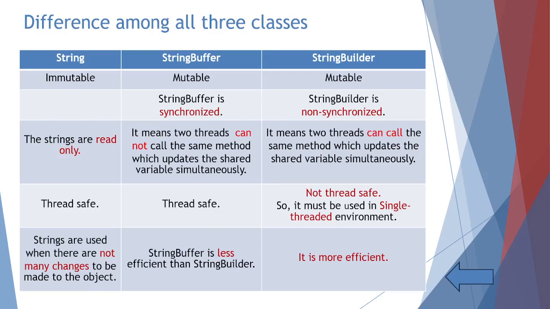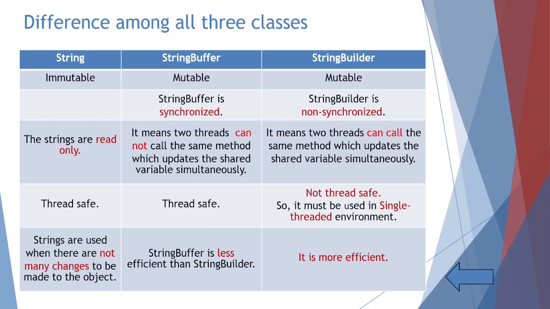The first passenger wants to book 3 tickets. The second passenger wants to book 2 tickets. Whenever the first passenger tries to update, the second passenger is not allowed to update till the first passenger completes. Otherwise, there will be some overbooking. This is known as synchronization: 2 threads cannot update the shared variable simultaneously, but one by one.